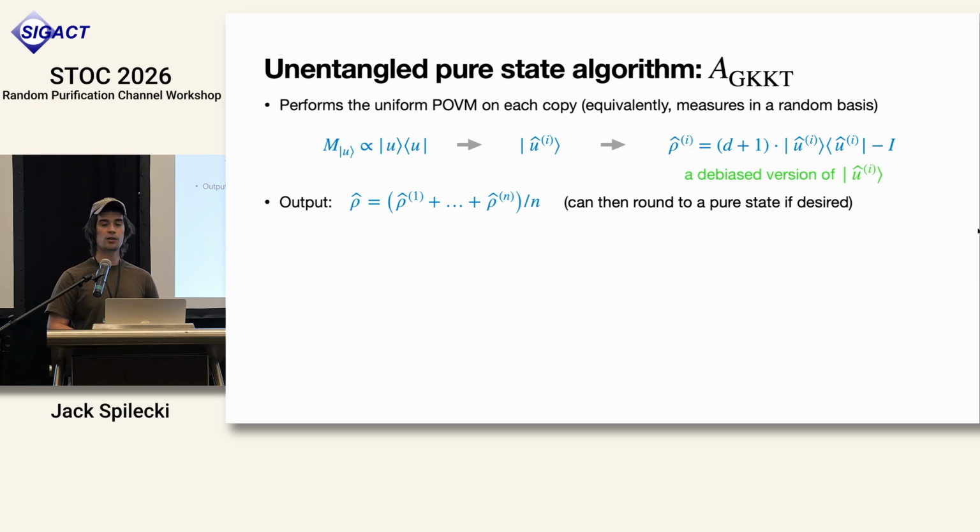And then finally, at the end, you can round to the closest pure state if you really want to output a pure state in particular.